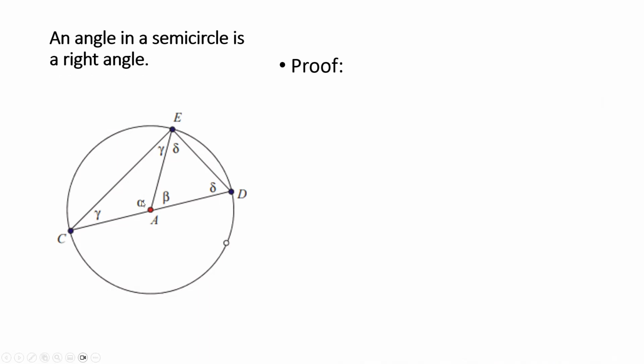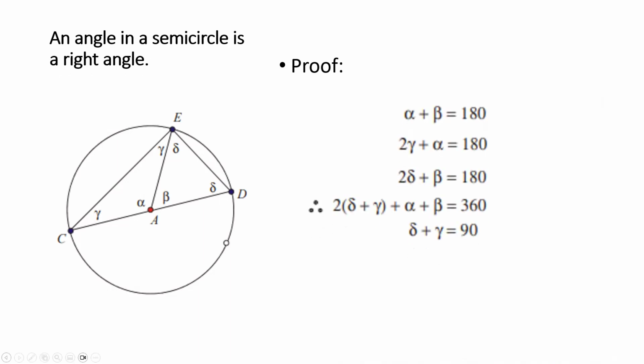I also have the property that alpha plus beta must equal 180, right? Alpha plus beta must equal 180. So 2 of gamma and alpha must equal 180, and 2 of delta plus beta must equal 180. So putting them all together, 2 times delta and gamma, I'm combining them, plus alpha plus beta must equal 360. I'm basically adding these two together.